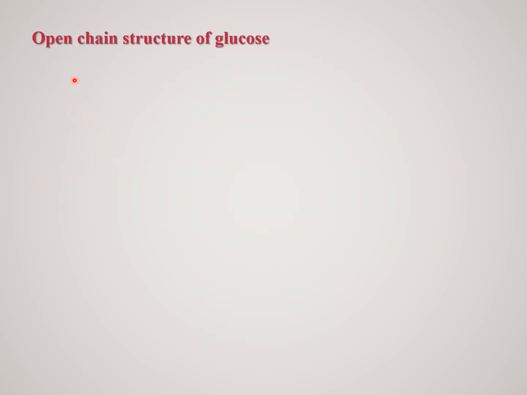Let us now understand the open chain structure of glucose. In the open chain structure, glucose is named as D plus glucose. So now when it is named as D plus glucose, what is this D? What is this plus? You must be wondering, right children? So now let us understand the explanation given for D and the term plus.